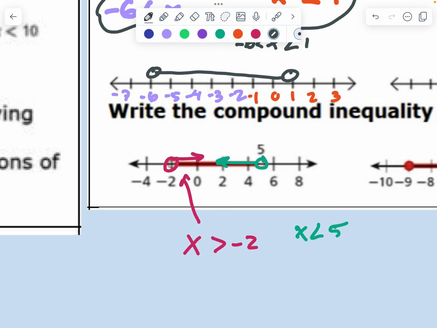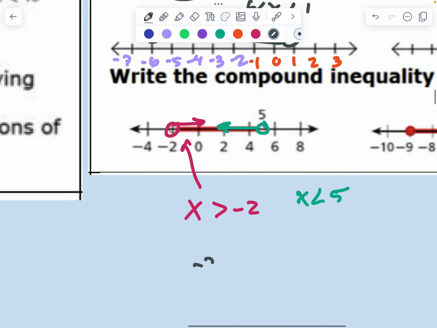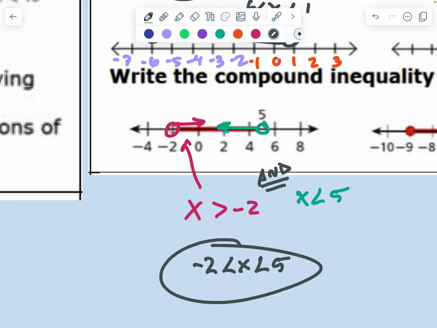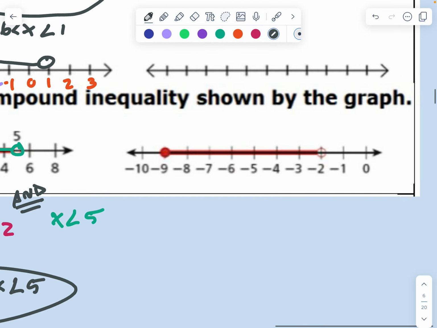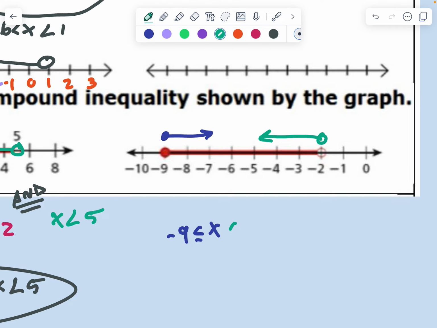If I'm going to put it into that fancy notation, I'm going to go smallest to biggest. There's x is greater than negative 2, and there's x is less than 5. Sometimes you'll see the word and put in between them. That's also okay. I would say this is a more simplified, more standard way of writing it. Just to show you one more, I've got this part of my inequality being x is greater than or equal to negative 9. Got that filled in circle there. And this part of my inequality, x is strictly less than negative 2. And there's my inequality shown on the graph.